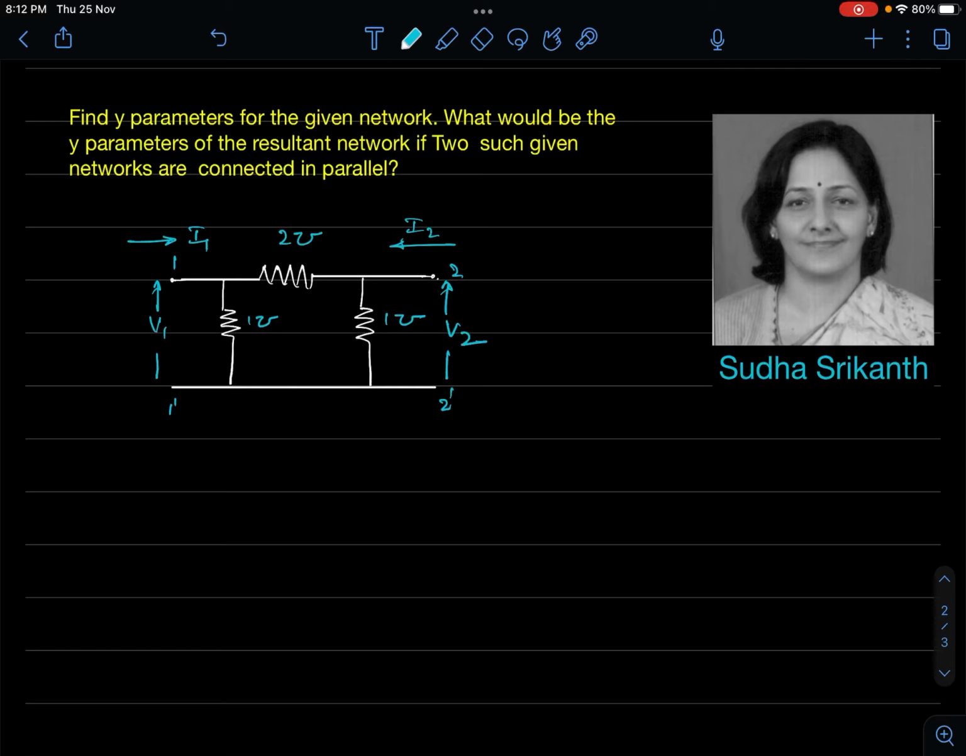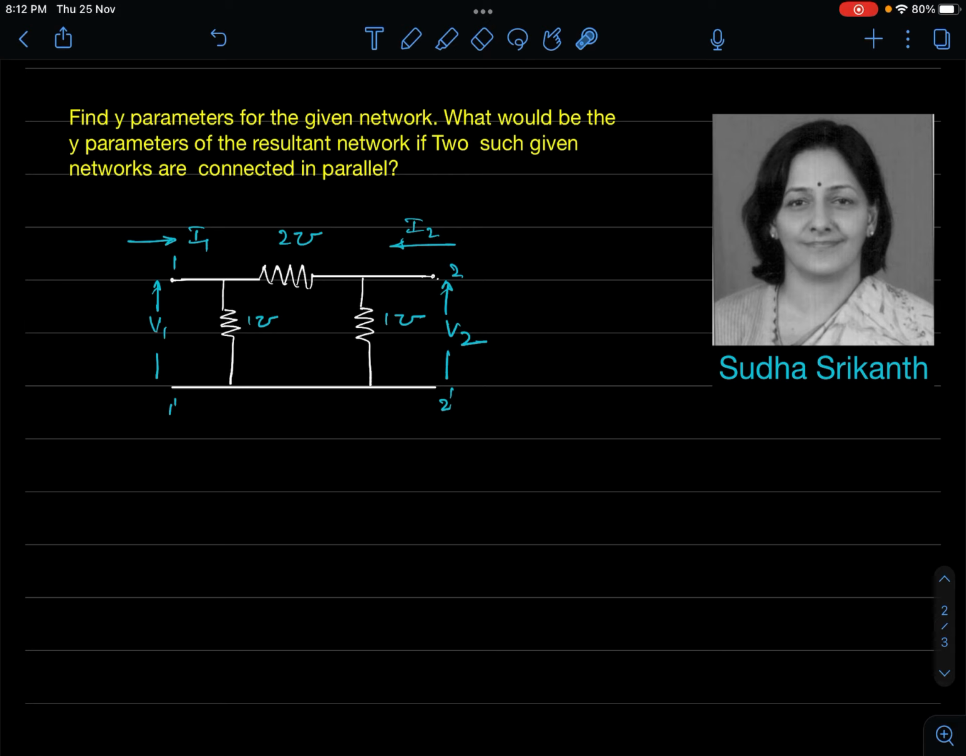Let us do one more problem on two-port networks. The problem reads this way. We are supposed to find the y parameters of the given network. And secondly, what would be the y parameters of the resultant network if two such given networks are connected in parallel? So this problem has two parts.